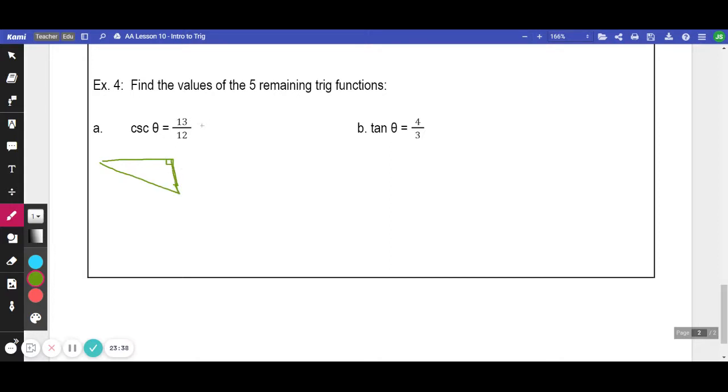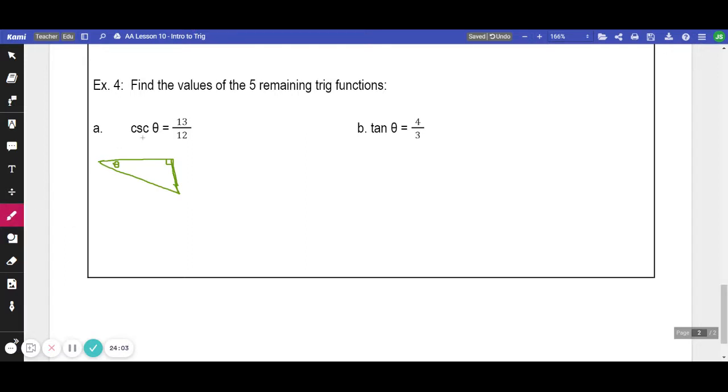I don't have any labeled sides, but I do know that I need to base it off an angle theta. So pick which angle you want to use. It can't be the right angle. This one's already labeled. Don't use it. You got to pick one of the other two that don't have anything yet. So let's say this angle over here is my theta, okay? Because the angle determines everything.